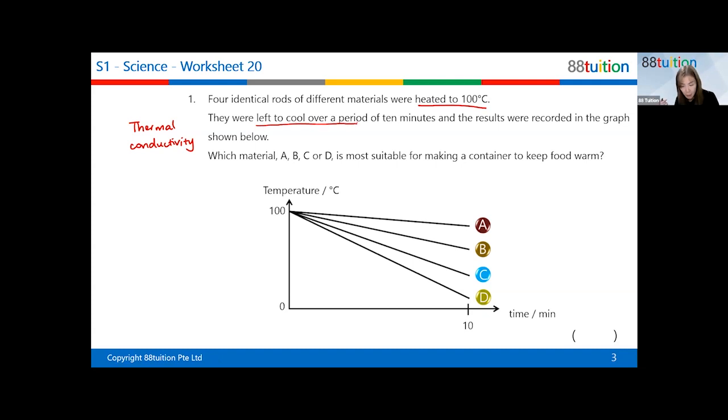Okay, so they are all heated to 100 degrees Celsius and then left to cool over a period of 10 minutes. Results were recorded in the graph below. Which material is most suitable for making a container to keep food warm? So your answer here, wow, everybody got it correct. Why did y'all choose that answer? Those of you who have not done this, maybe you want to try now as well. Just type into the chat. What is your answer?